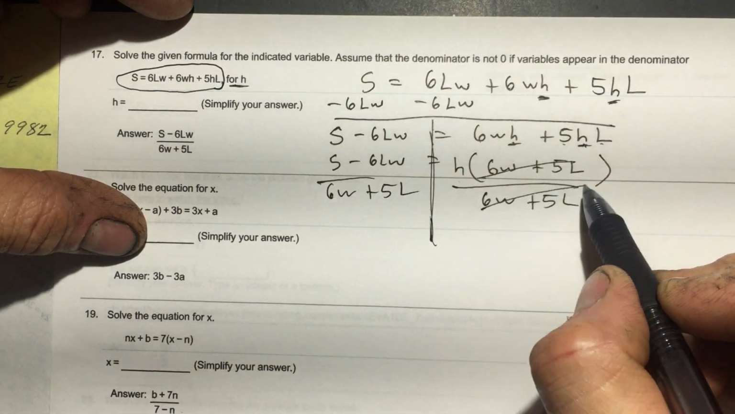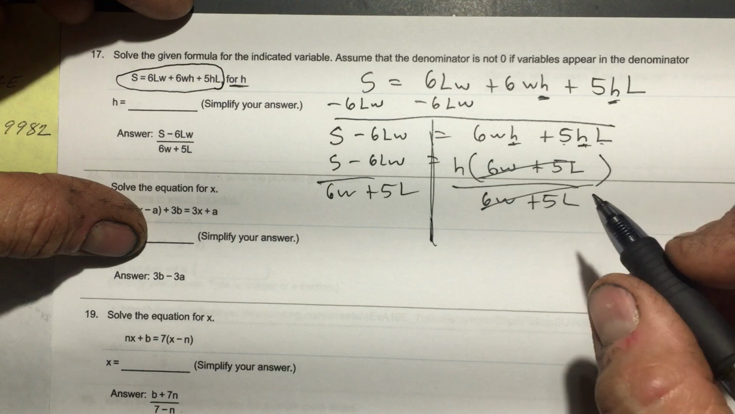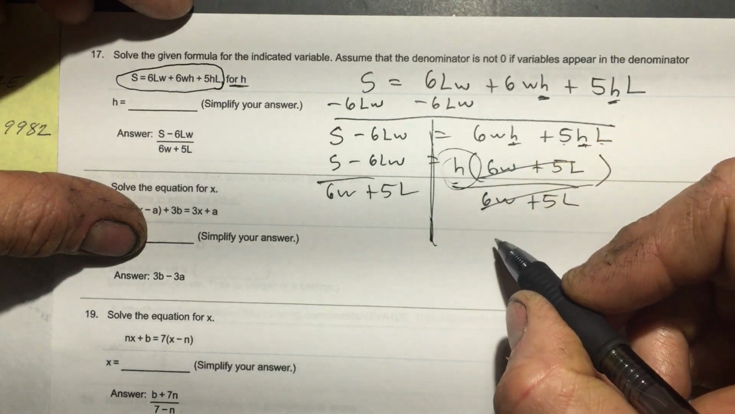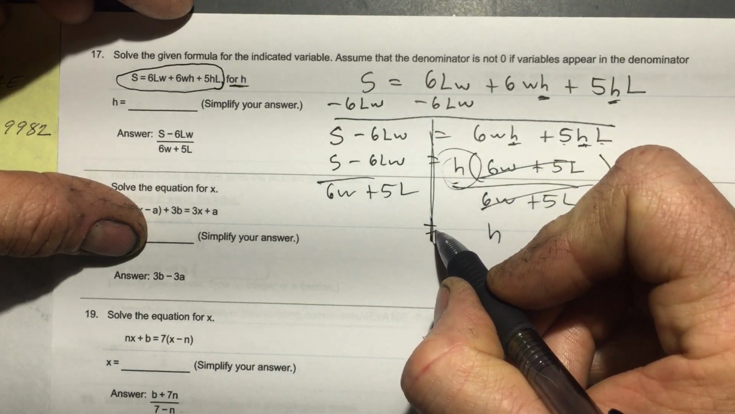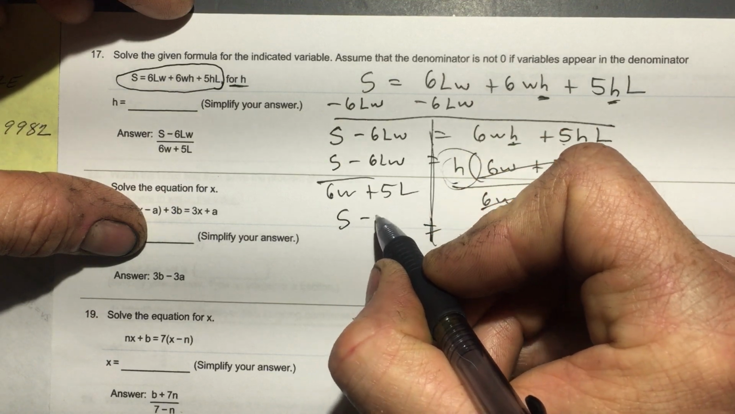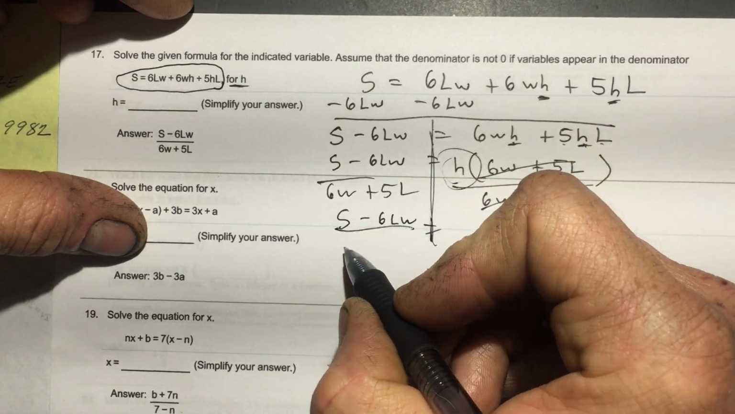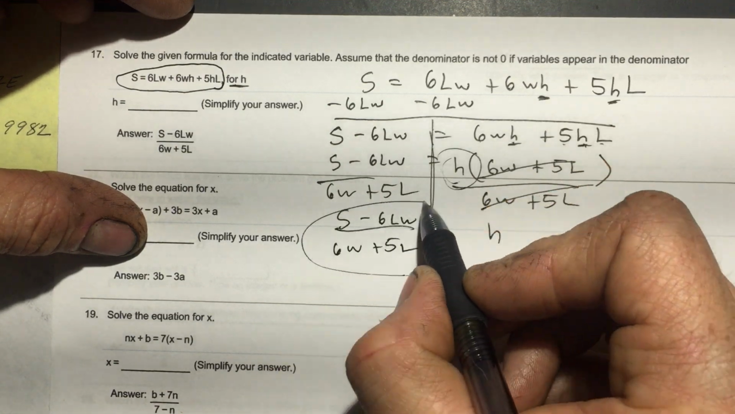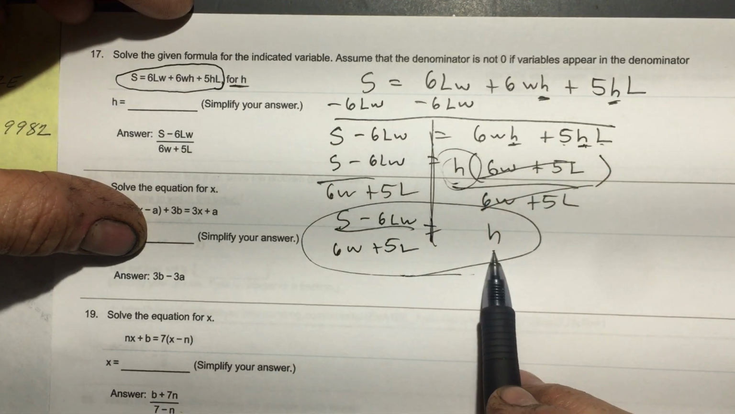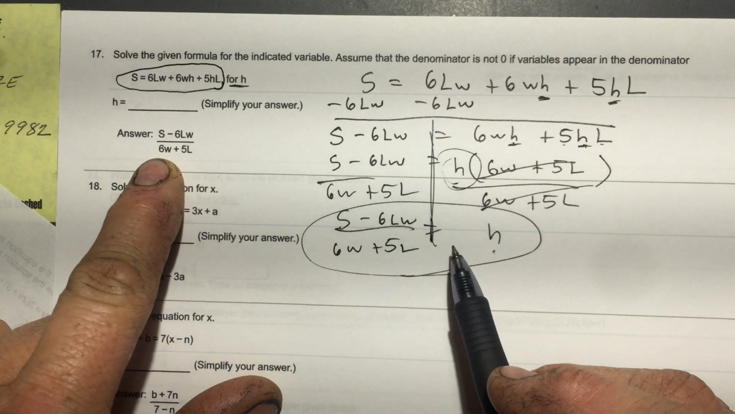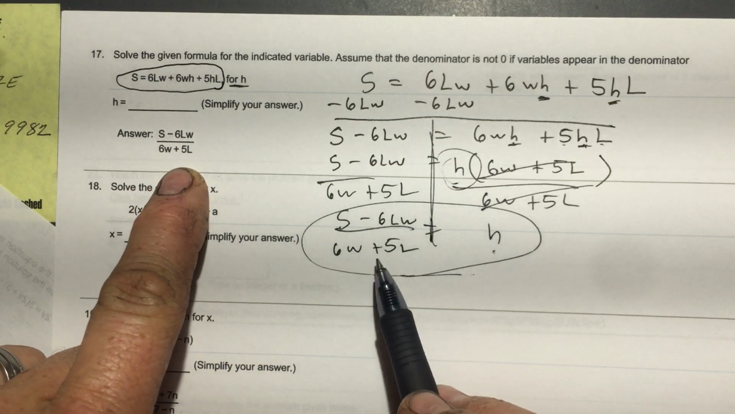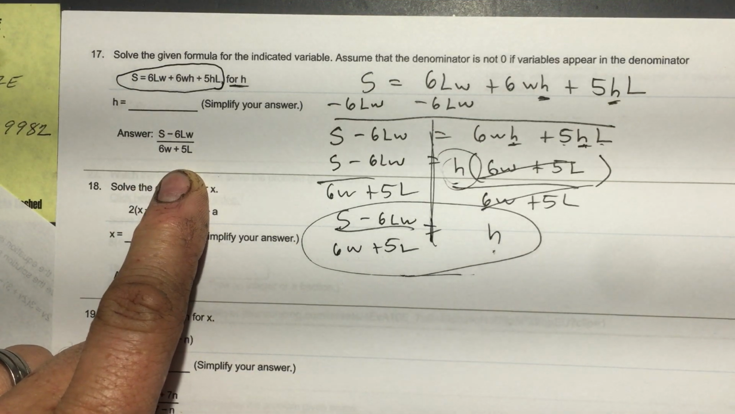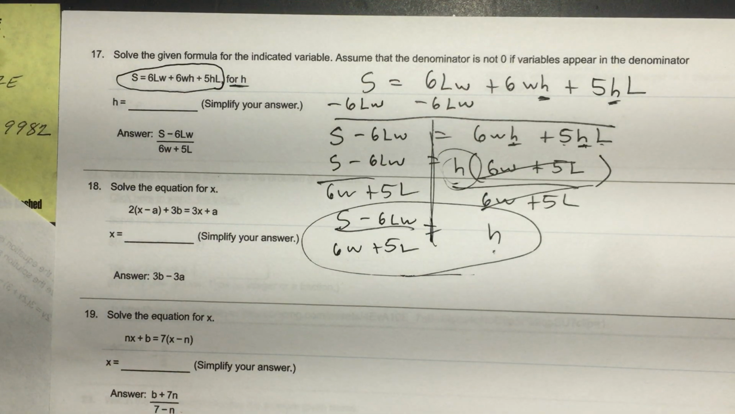When I do this, it cancels off just like other things we've done, and I have h over here all by itself. H equals this right here, S minus 6LW divided by 6w plus 5l. And there you go, there's what h equals. I've solved for h, which is what it's wanting us to do up here. And you can see that's what we got. Okay.